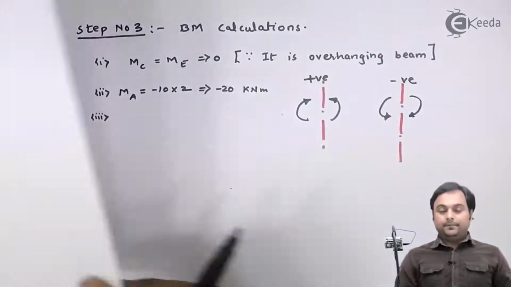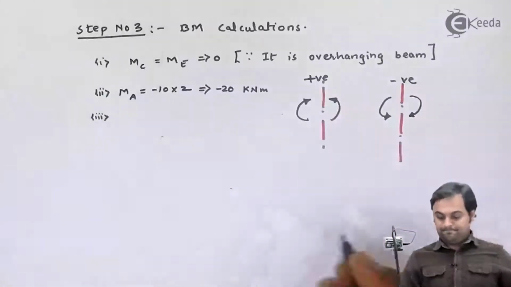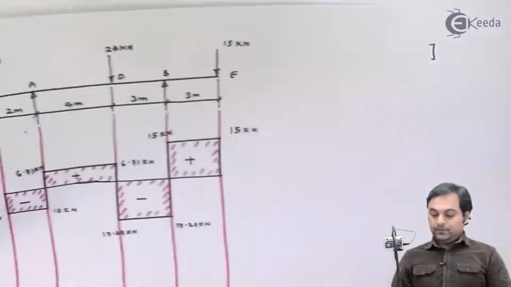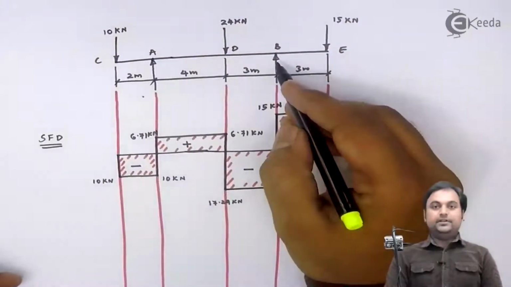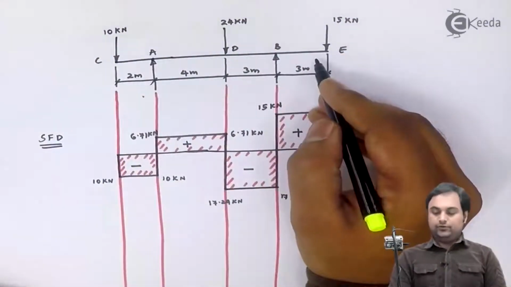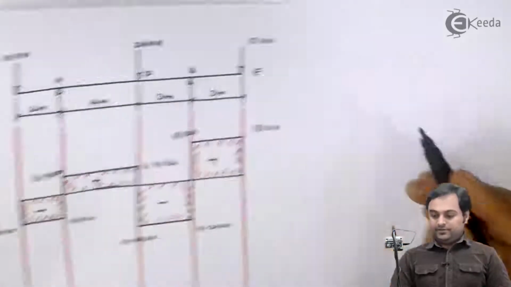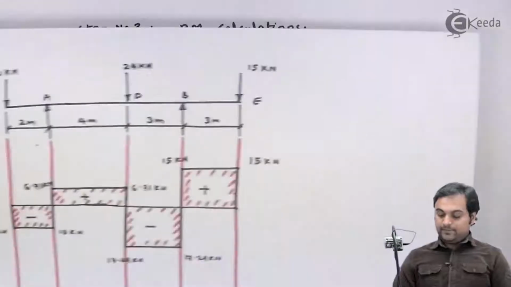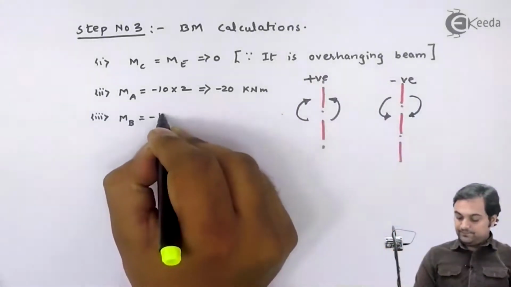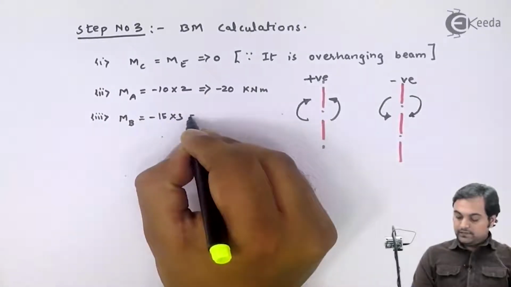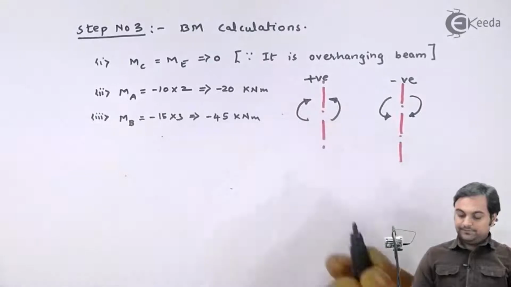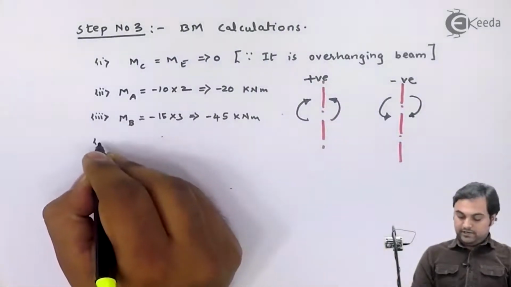Next, bending moment at point B. Moment at B is equal to, here if I take the section at B, to the right of that I have 15 kilonewton producing clockwise moment. So clockwise moment to the right is negative. So here I have 15 into 3 with a negative sign, that is minus 45 kilonewton meter.